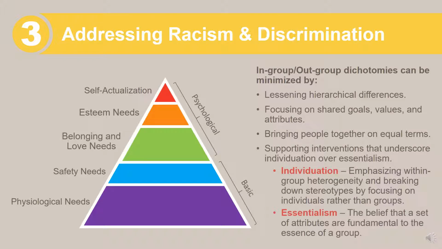So finally, you must address racism and discrimination head-on. Indeed, the in-group and out-group dichotomies have to be minimized, have to be lessened by eliminating those hierarchical differences between people based on their races, focusing on shared goals of individuals and communities, bringing people together on equal terms such that everyone feels respected and treated with dignity, and encouraging people not to think of others as some amorphous horde, but to focus on them as individuals who are worthy of dignity and worthy of respect, just like we feel that we are.